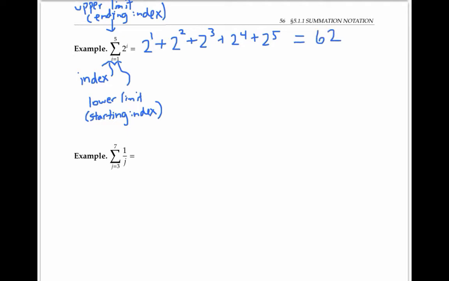In this second expression, our index is j, and we start with j equals 3 and go up to j equals 7, once again stepping through integer values. So we have to add up 1/3 plus 1/4 plus 1/5 plus 1/6, and then our last term is 1/7. This sum is equal to 153 over 140.